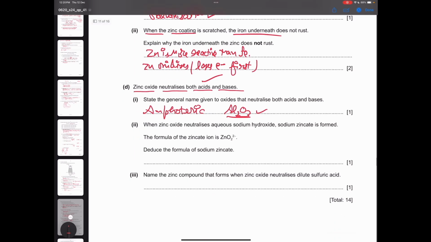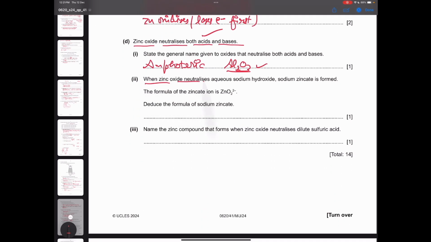Now, when zinc oxide neutralizes aqueous sodium hydroxide, sodium zincate is formed. The formula of the zincate ion is ZnO2 with a charge of -2. Now just think about it. They are telling you sodium zincate is formed, in which the zincate ion is ZnO2 -2. We know that sodium has a charge of +1, right? So just write 1 below sodium and 2 below ZnO2. Cross multiply. You will get Na2ZnO2.